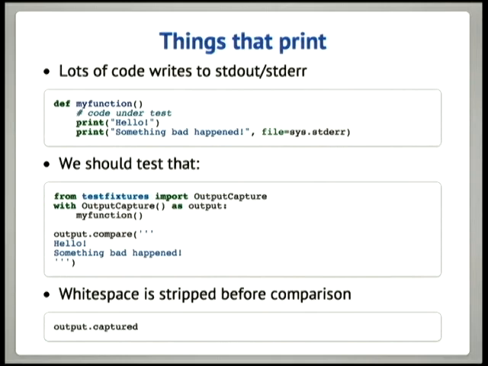Test fixtures has an output capture context manager. I firmly agree with Raymond's comment this morning that I think context managers are going to be quite a game changer for Python as stuff goes on. In this case, we're just saying, look, for the duration of this function, I just want to take all output and capture it. It'll capture stderr and stdout, put it in a string, and let you make assertions about it. For ease of use, the white space is stripped off both the actual and expected results, but the full original text is captured in a captured attribute that you can go and have a look at.